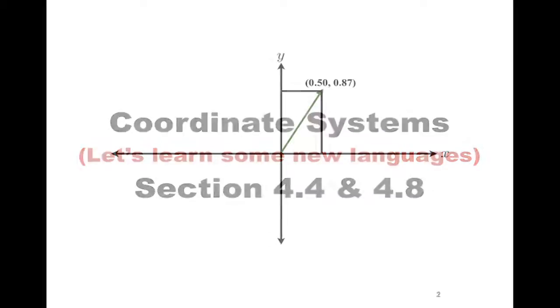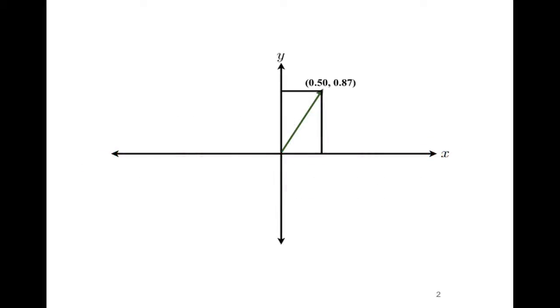All right, so now let's go back. We have our vector in terms of the standard basis, and you see here, this is a vector that's from the origin to a point in space. The point is 0.5, 0.87, and so that's what we call a position vector, and that's written in terms of the standard basis, 1, 0, 0, 1.